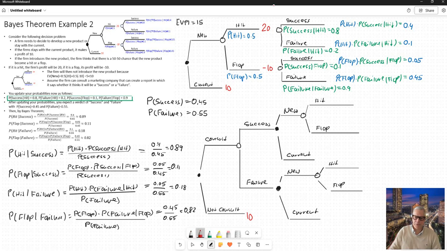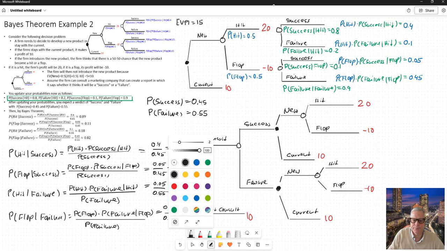Okay, so now let's fill in the payoffs. Whenever it's a hit, we know we get 20. Whenever it's a flop, negative 10. Whenever we go with the current, it's 10, 20, negative 10, 10. So now what we need to do is enter the probabilities, and then we can go through the decision tree.